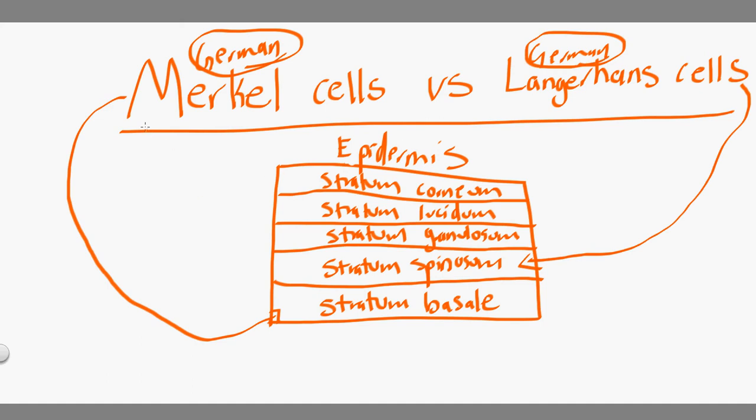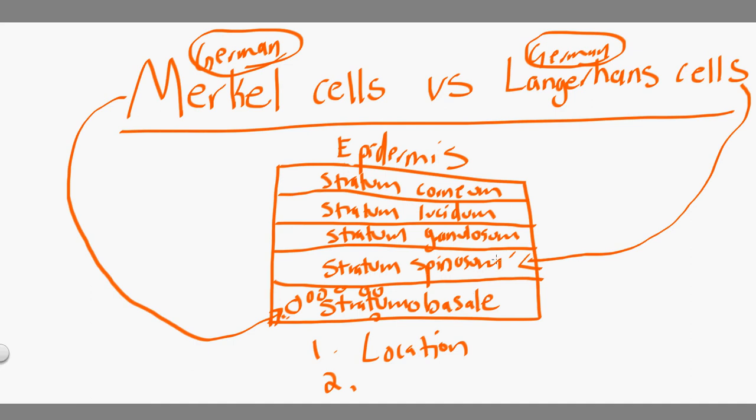Now, there are two main differences between Merkel cells and Langerhans cells. Even now, another similarity is that they're both in the epidermis. But the first point is the Merkel cells are located in the stratum basale. That's where these guys are. The Merkel cells are here in the stratum basale. The Langerhans cells are in the stratum spinosum. That is the first difference between those two, regarding their location. So location is different. Langerhans cells, stratum spinosum. Merkel cells are in the stratum basale.